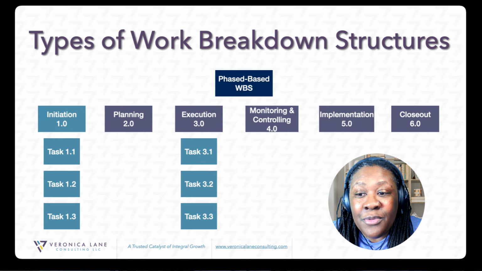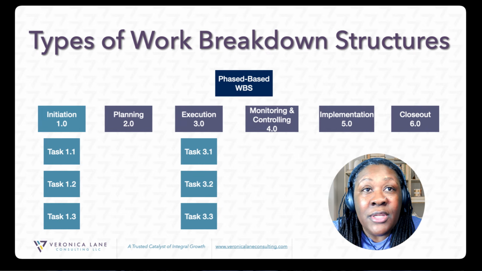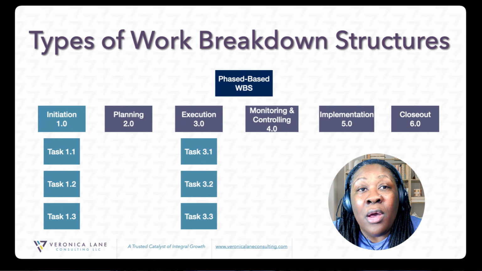So, with our phased based work breakdown structure, what we could do is say, well, are we working on a waterfall or traditional or phased approach project? If we are, then we can say, well, what are all the tasks that have to get done in the initiation stage? And then list all of those out. What are all of the tasks that have to get done in the planning stage? Then we can list all of those out. What about execution? Let's list those. Monitoring and controlling, let's list those. Implementation, what are those? And then what are the things that have to get done when we're closing out our project?